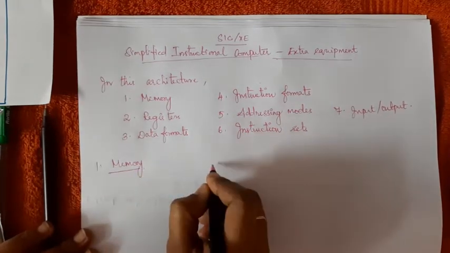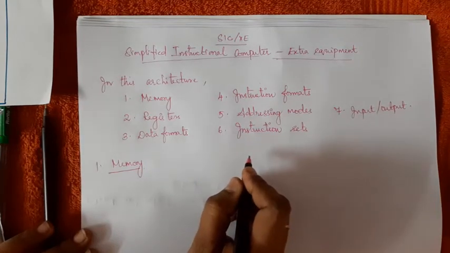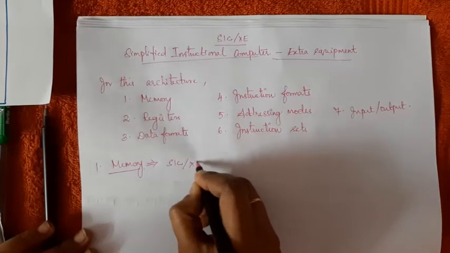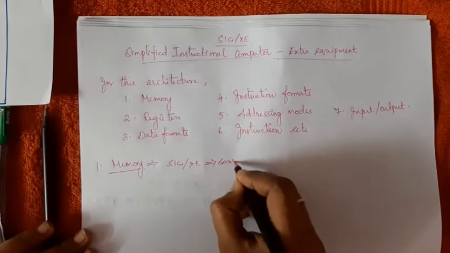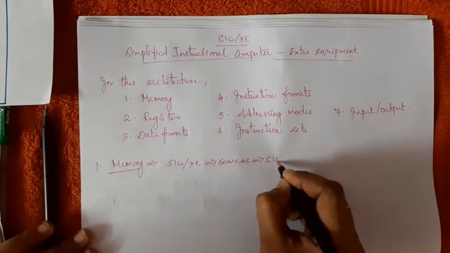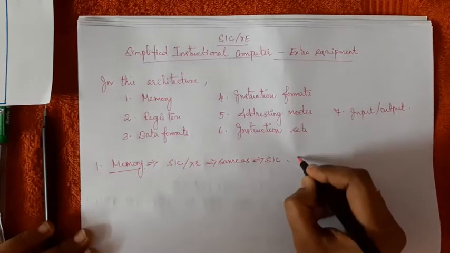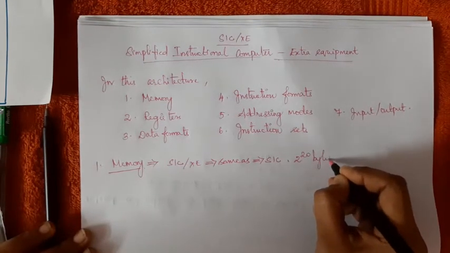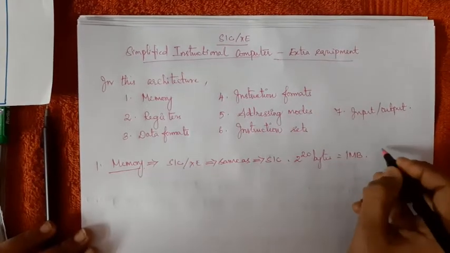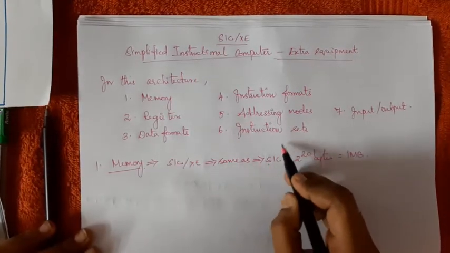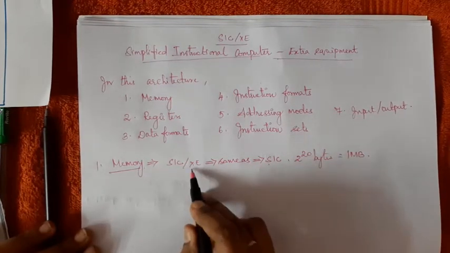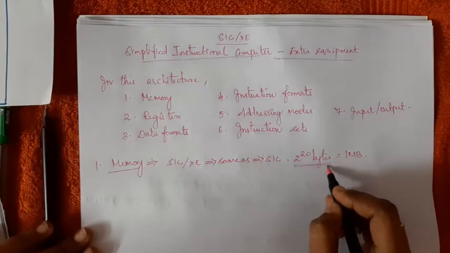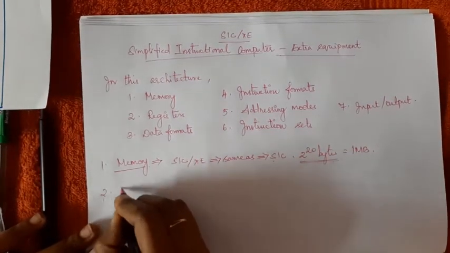Okay, so memory structure for SIC is the same as SIC XC. Here the memory structure of SIC XC is the same as SIC. However, the maximum limit is 2 power 20 bytes, which means 1 megabyte. In a SIC we had 2 power 15 bytes, whereas in SIC XC we have 2 power 20 bytes. This would be the maximum memory available. Okay, and next one is registers.